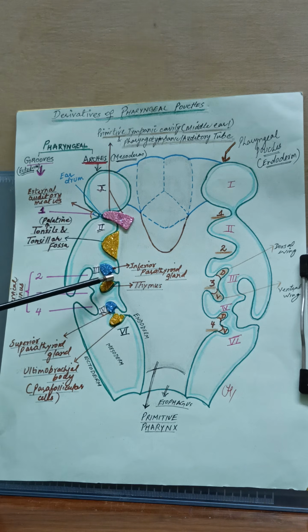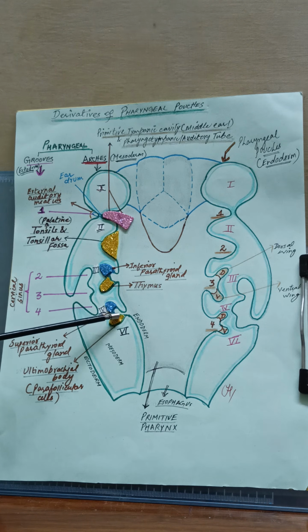Now concentrate on the third pharyngeal pouch. It divides into a dorsal wing and a ventral wing. This dorsal wing will give rise to the inferior parathyroid gland, and the ventral wing will give rise to the thymus.